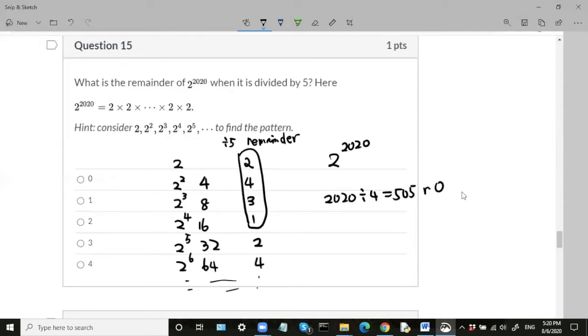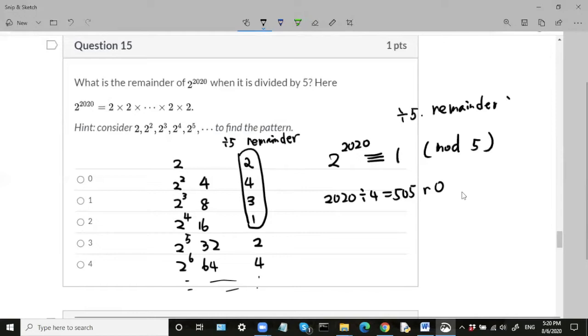So divided by 5, actually we can write it like this: 1 mod 5. That means divided by 5, the remainder is 1. So our solution is B then.